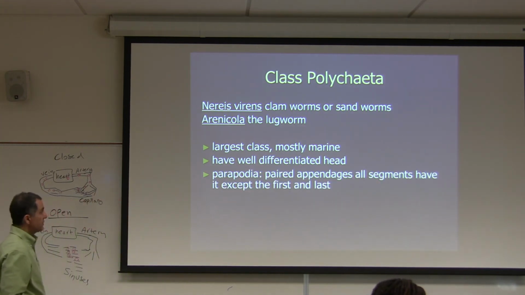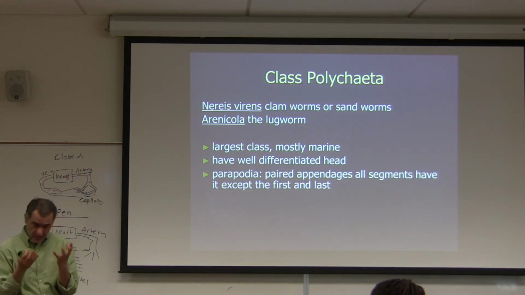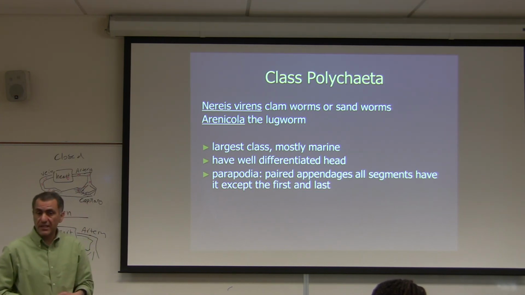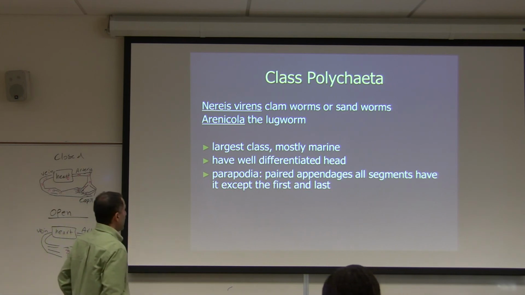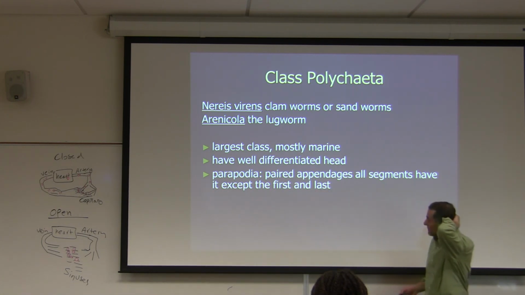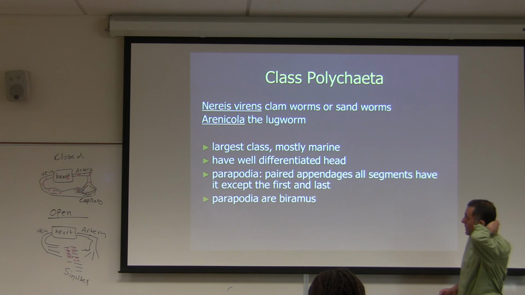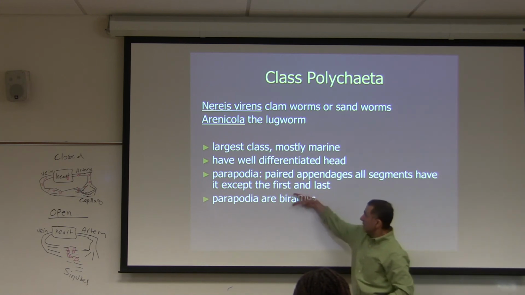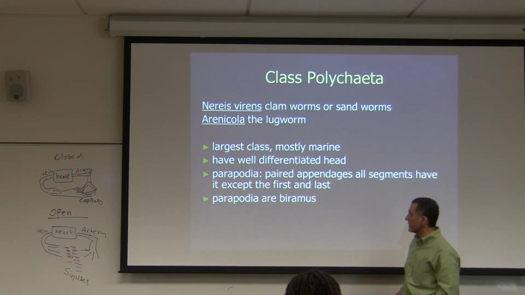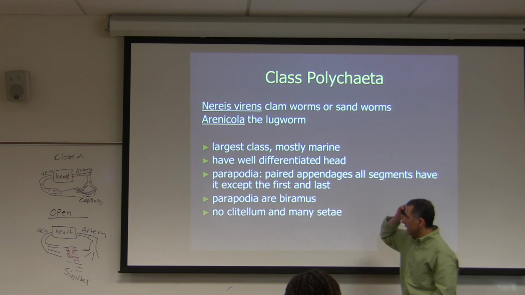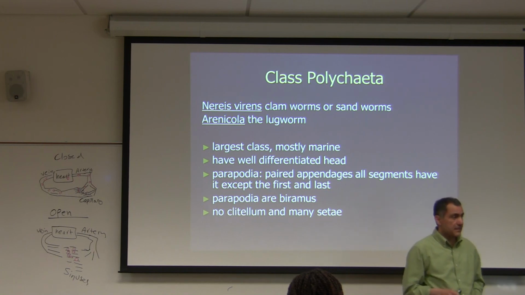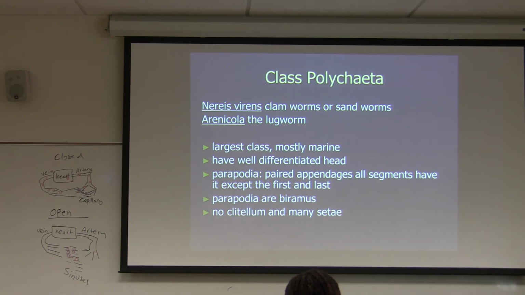They have a well-differentiated head. You can look at the animal and, without dissecting it, you can tell where the head is. Parapodia are paired appendages; all segments have them except the first and last one. Parapodia are biramous, which means they're branched. You will see some pictures and I will talk about it. What is the function of the biramous parapodia? They do not have clitella, and they have many setae. These animals do not have clitella.